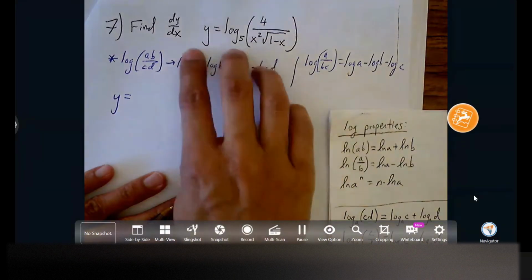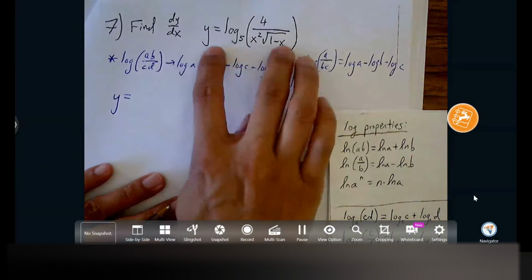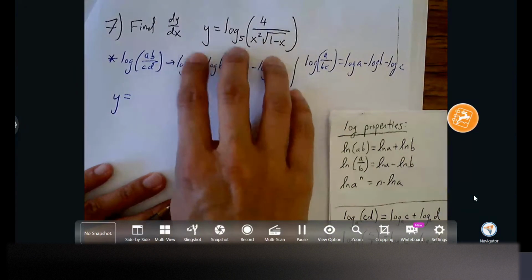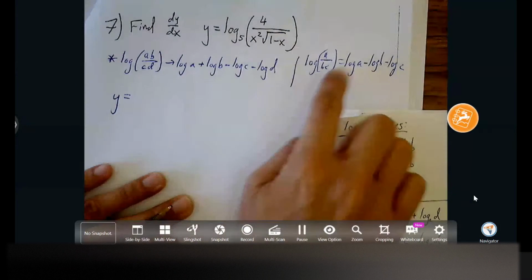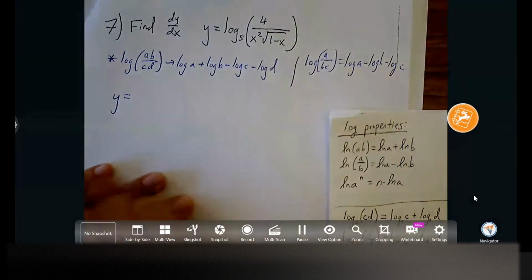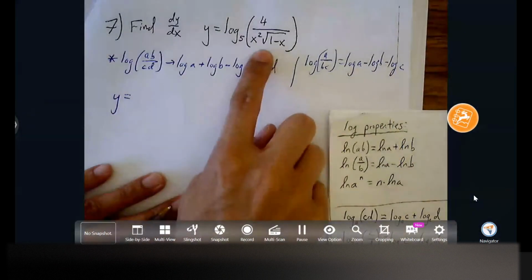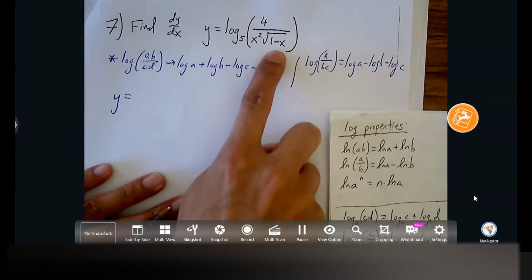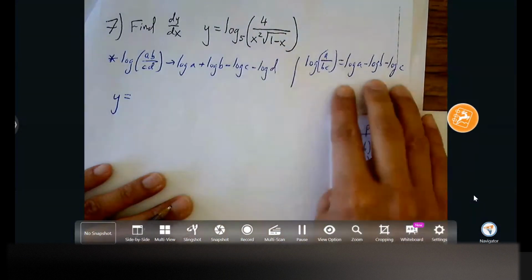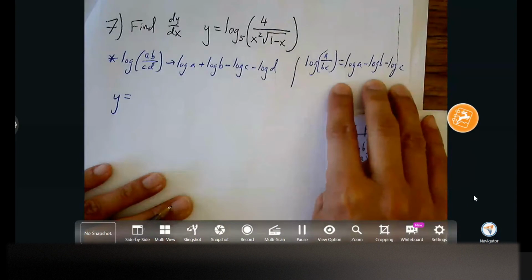Yeah, but then we're solving, right? We're not worried about solving. We just want to find the derivative. Okay, so how would you expand this? No clue. Okay. What if the 4 was A and the B was x squared and the C was the square root of 1 minus x? Can we just do that? Okay, I'm getting that.